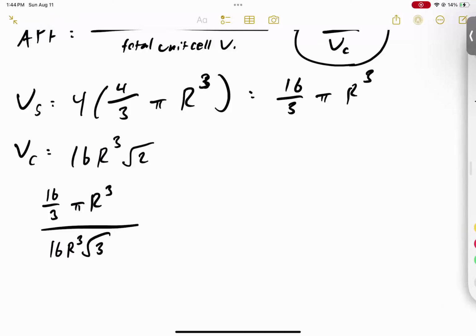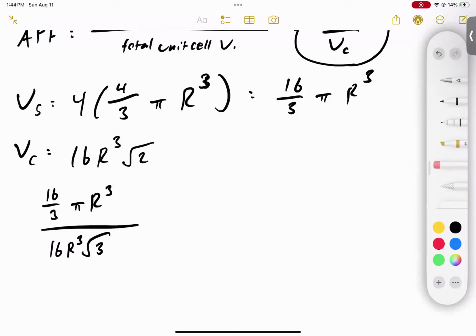Oh, sorry, that's not root 3. That's supposed to be root 2. So then the R3s will cancel out. We don't have to worry about that. But now we have the numbers.